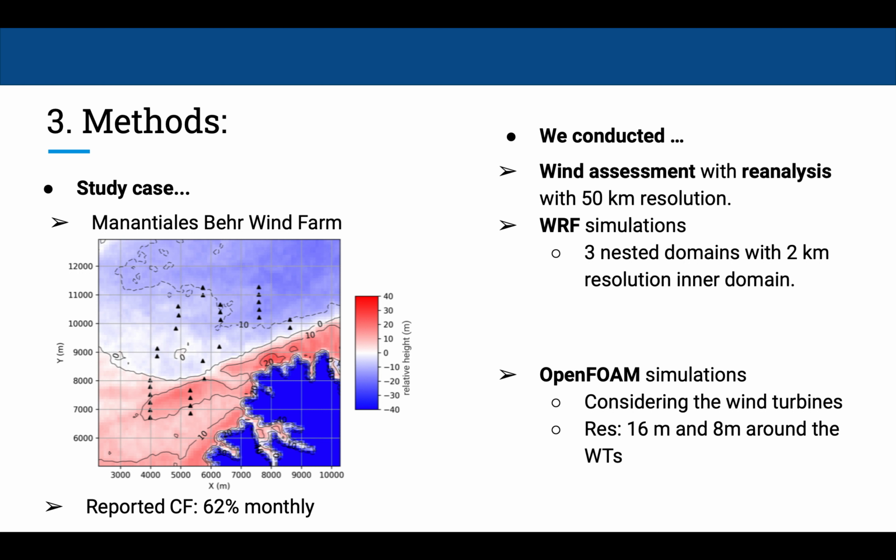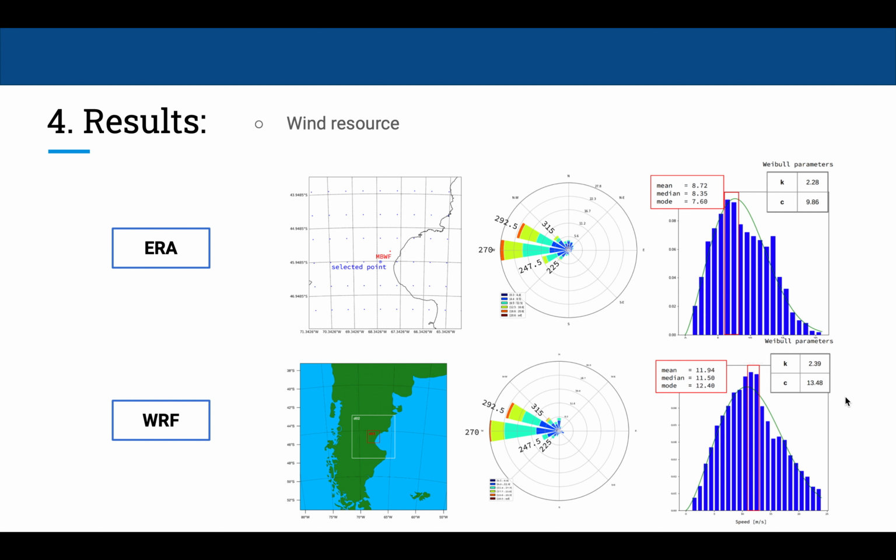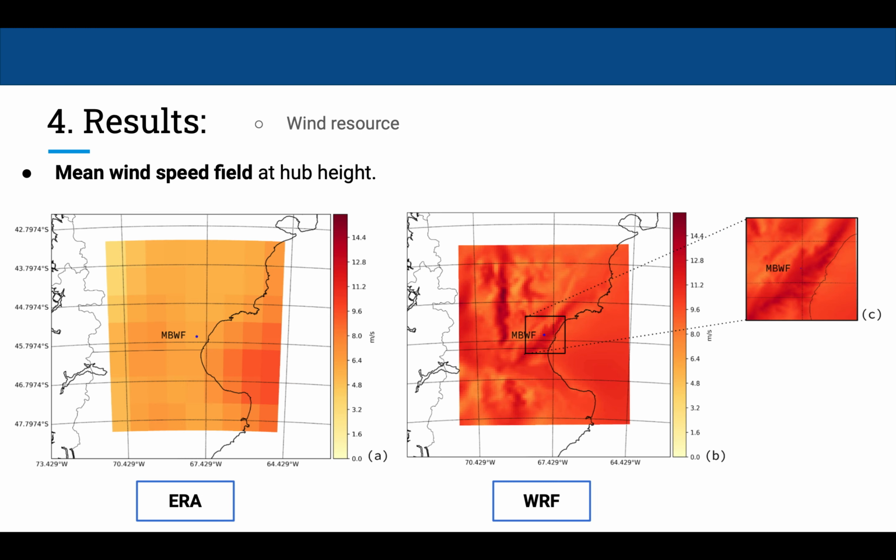Here is presented the wind resource assessment from these 2 different sources of information, the reanalysis at the top and the mesoscale model at the bottom, and we can see how the wind speed distribution changes when increasing the resolution. We can observe also that the mean values and also the Weibull parameters are in more accordance with the statistical ones reported for the WRF results.